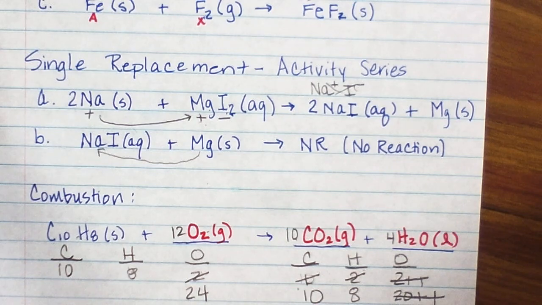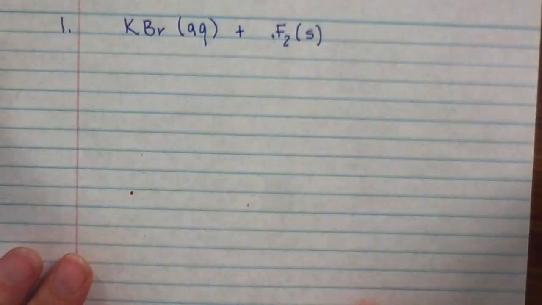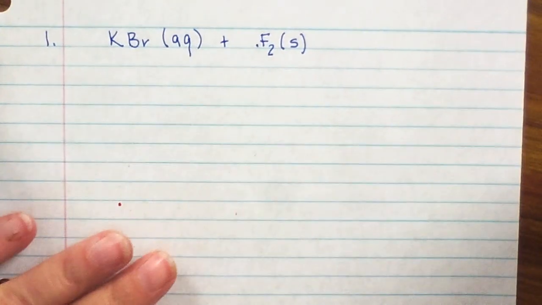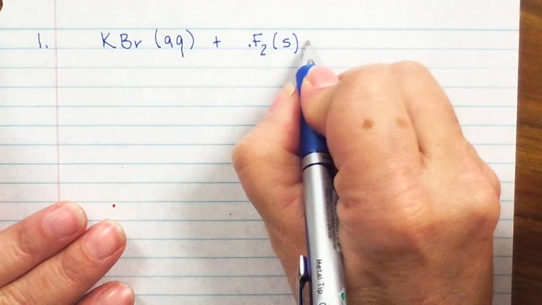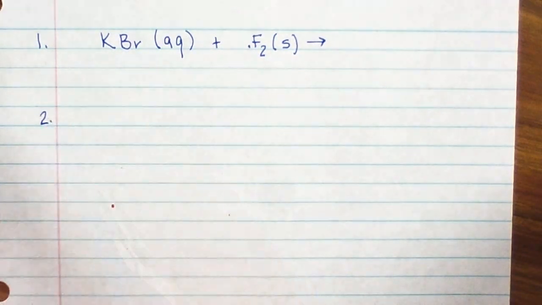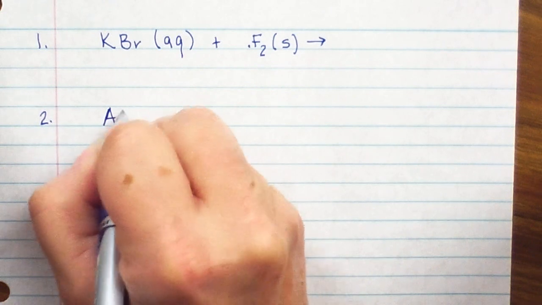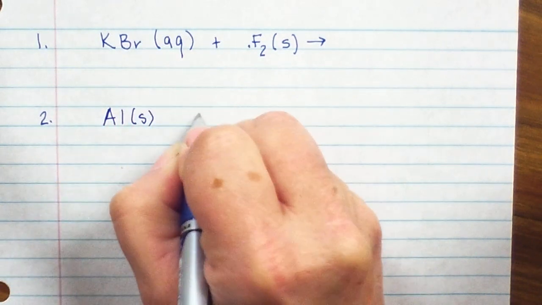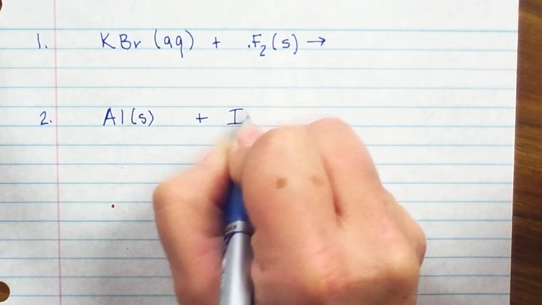Okay? All right. Okay, so here are your sample problems. Here's your first one. I want you to write this down and try and complete this. Ignore this dot. That was a mistake. Okay, what kind of a problem is it, who's going to replace who, who's going to do what, crisscross, balance. That's what I want you to do. And number 2, aluminum plus iodine.